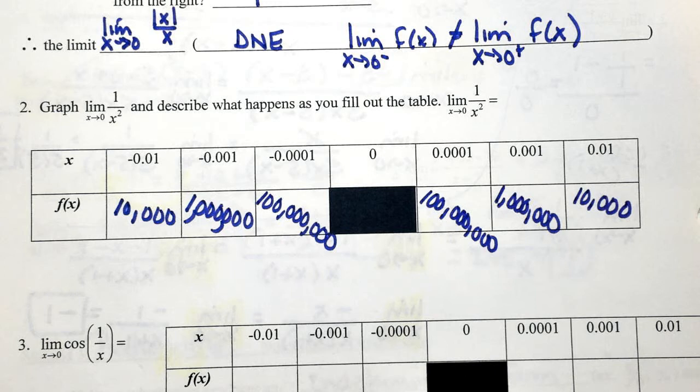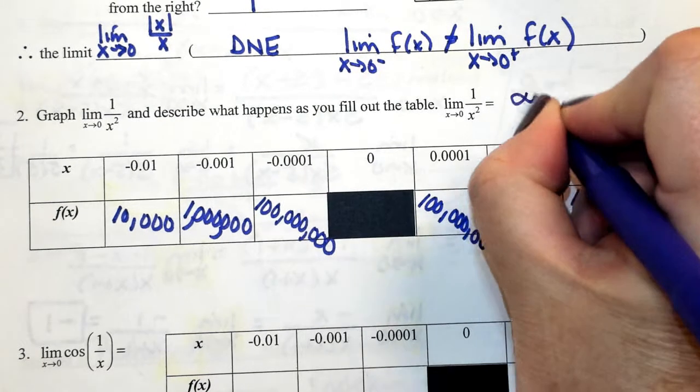What is happening with the behavior of these y values? As I'm getting these x values closer and closer to 0 without being equal to 0, am I approaching a fixed y value? No. What's happening? They're getting larger and larger. So what am I approaching? Infinity.